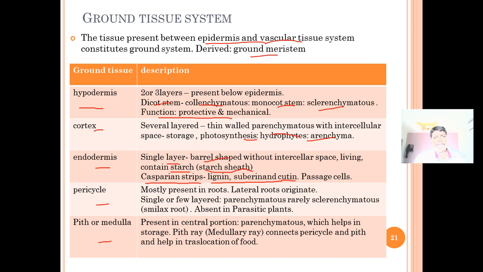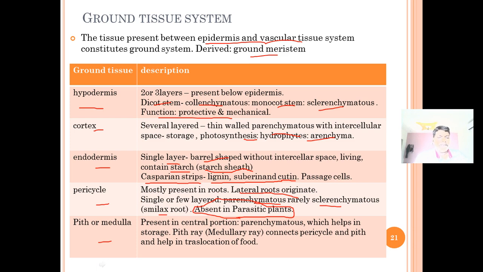Then pericycle. We have to know more about the pericycle because lateral roots always originate from the pericycle. Kindly note, dear students, lateral roots originate only from the pericycle. The pericycle is mostly parenchymatous, and sometimes sclerenchymatous also. In the Smilax root, it is sclerenchymatous. A parasitic plant does not possess a pericycle, because in parasitic plants lateral roots do not originate.